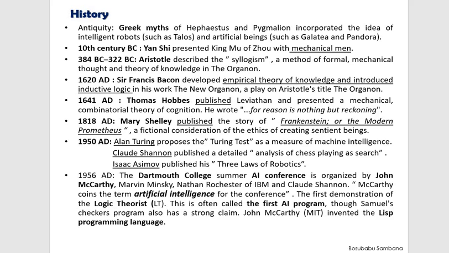In 1956, significant and remarkable work was identified based on various research works. The Dartmouth College Summer AI Conference was organized by John McCarthy. Everyone knows the term artificial intelligence was coined by John McCarthy, who is also known as the father of artificial intelligence. His team included Marvin Minsky and Nathaniel Rochester of IBM, along with Claude Shannon, who also published his analysis of chess playing.